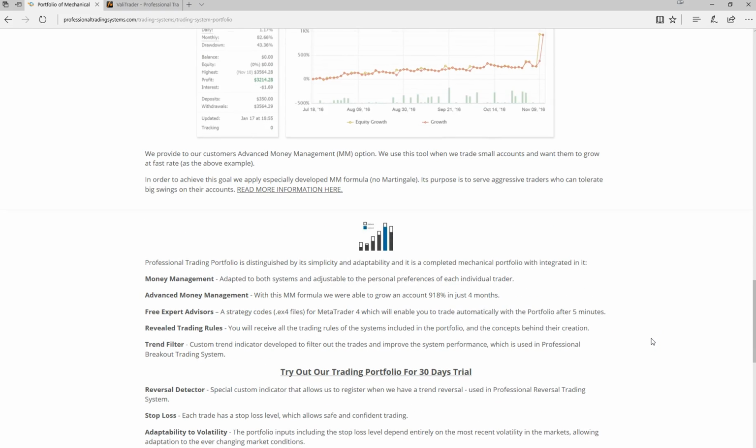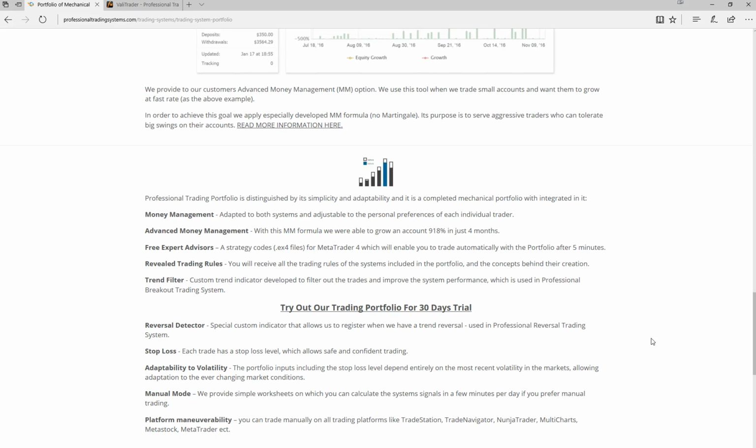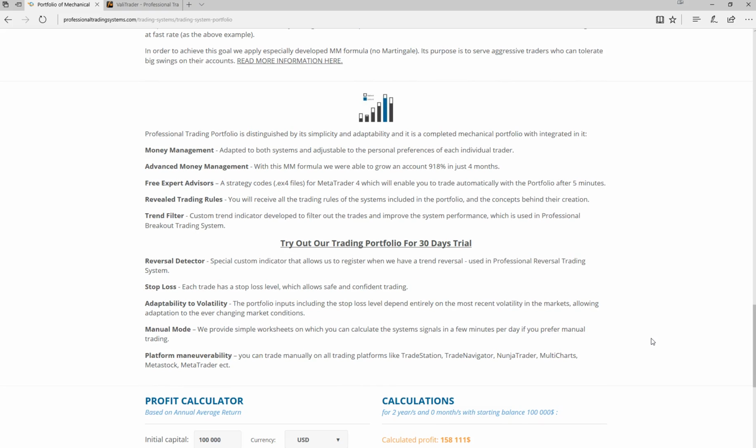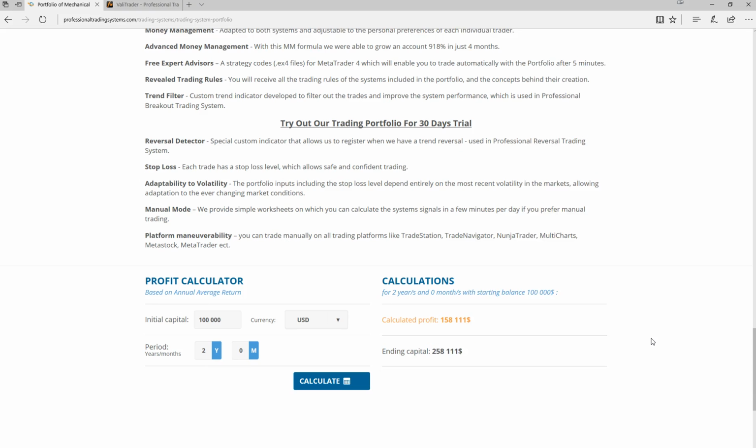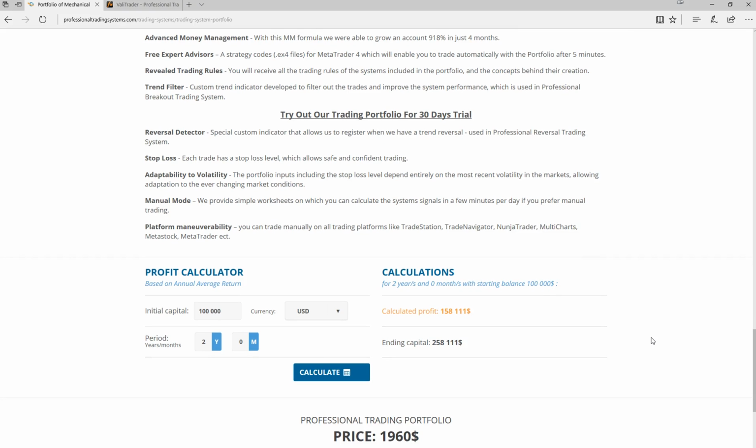Scrolling down a bit further, we just find out a little bit more about how the systems work, which I should have gone through already. There's a calculator there also that you can use. I mean, obviously, take the results of it for what they are. Past performance is in no way a guarantee of future results, so it is a calculator, but we don't yet know how it's going to perform in the future.